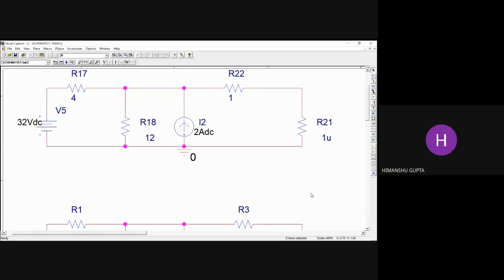Okay. So after that, we will replace the circuit with VTH, RTH, and RL, and we will get the value.